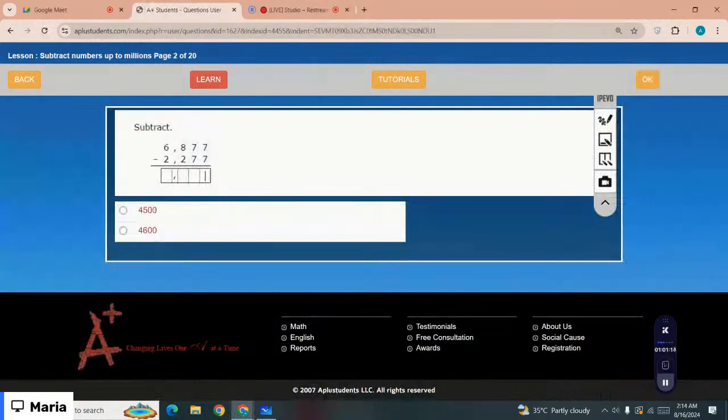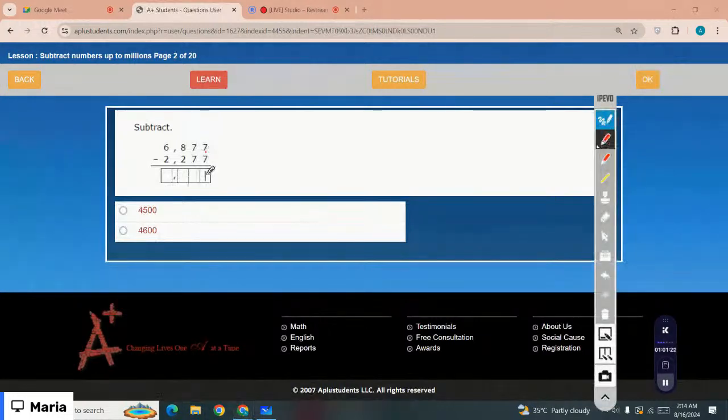Okay, the next one is subtract. So start with the rightmost digit. 7 take away 7 is 0. Again 7 take away 7 is 0. Now 8 take away 2 is 6, and 6 take away 2 is 4. So the correct option is 4600. Option number 2 is the correct option.